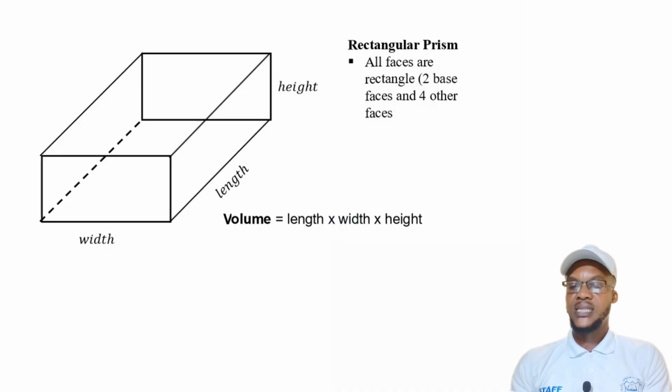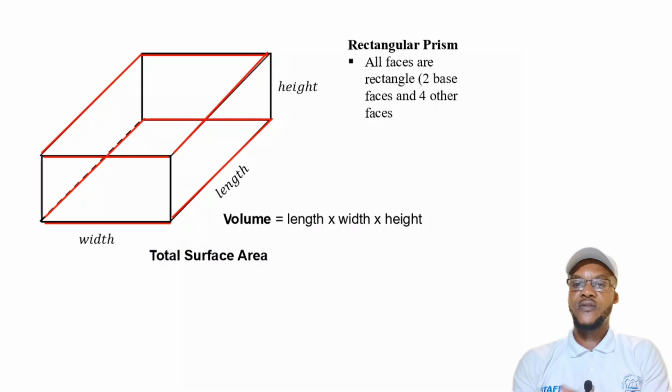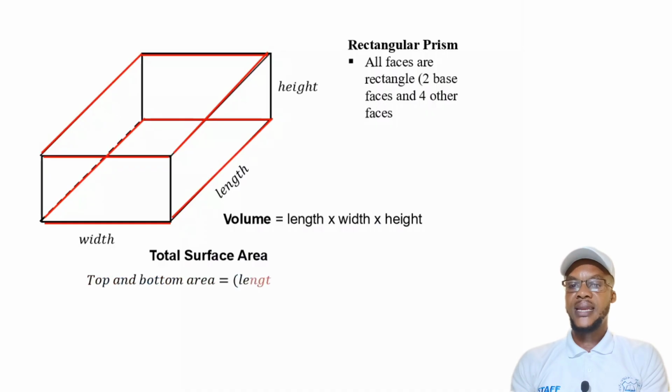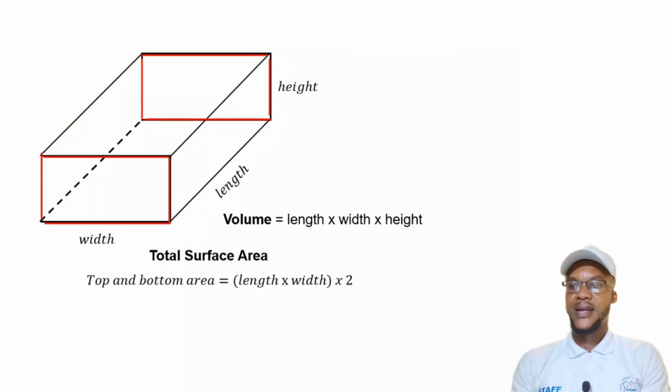For the total surface area, we have the top and the bottom. You need to find the top area and the bottom area, and they are identical, so if you find one, you get the other. The top and bottom area uses the length and the width. Then we also have the front and the back, which are also identical, so if you find one area, you are good to go.